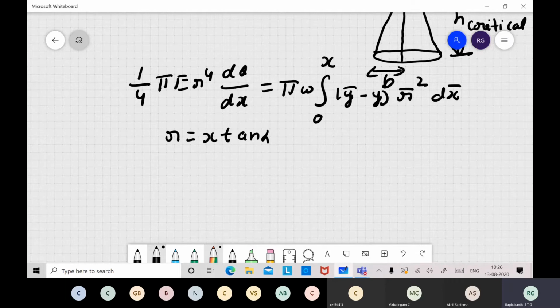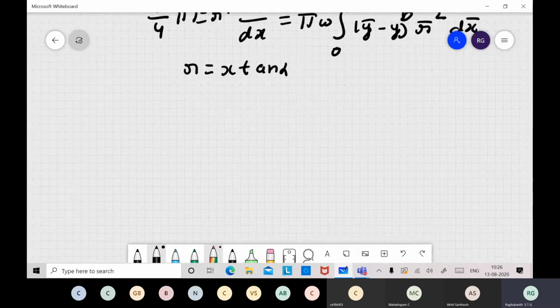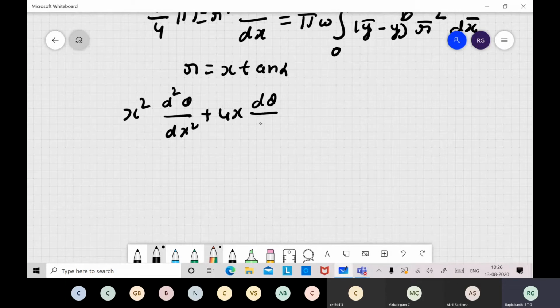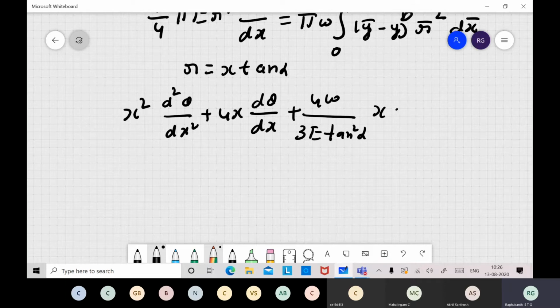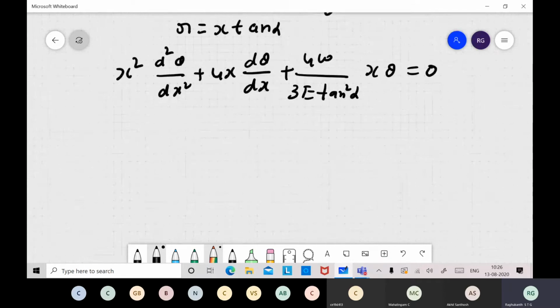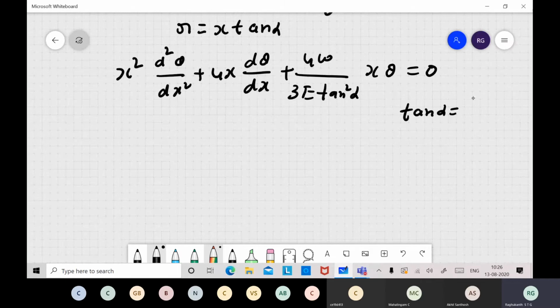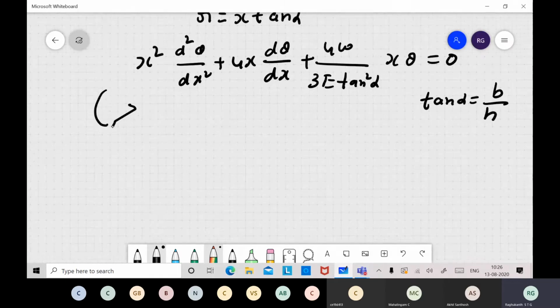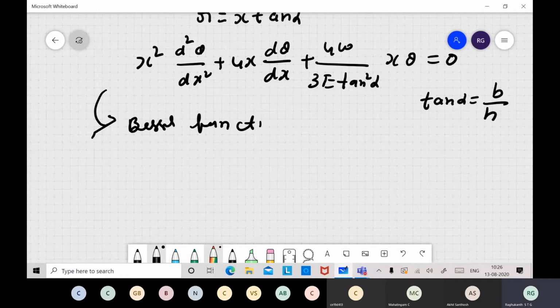The equation of equilibrium is something like this: x square d square theta by dx square plus 4x d theta by dx plus 4 times w, 3E tan square alpha x times theta is equal to 0, and your tan alpha is b by h. Finally, this you can also write in terms of Bessel's function, and you can find out the first root.